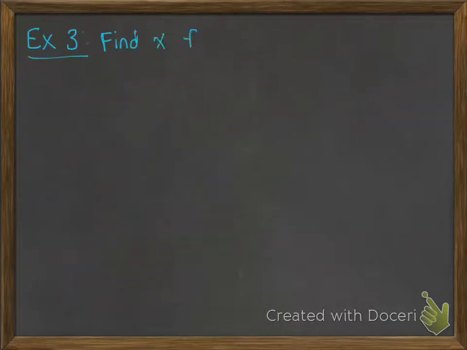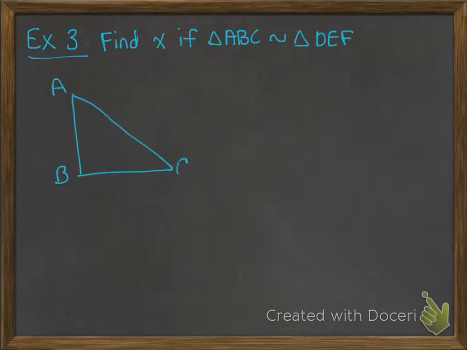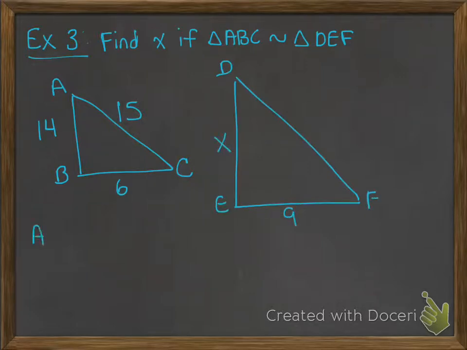Now here's my example where I'm going to use the fact that my triangles are similar in order to find x. So what you've got to do is start with two sides that are known, and what you're looking for. So here, I know I'm looking for x. So I'm going to take DE and what it is corresponding to, and I'm going to make a ratio.